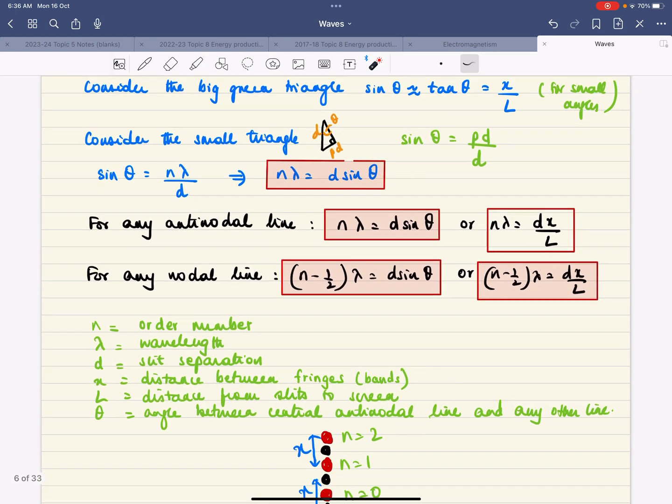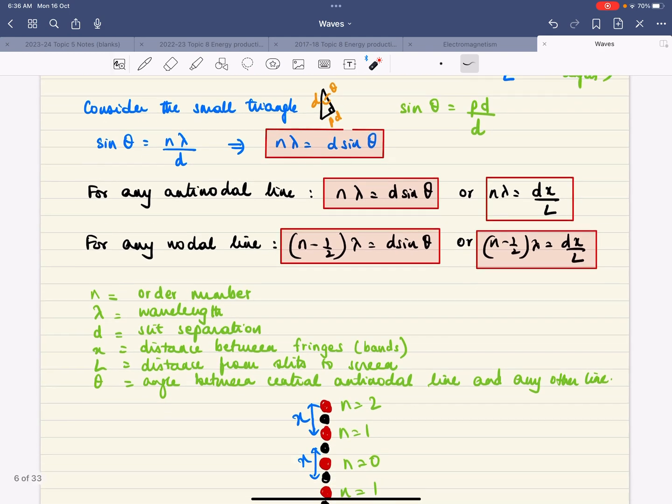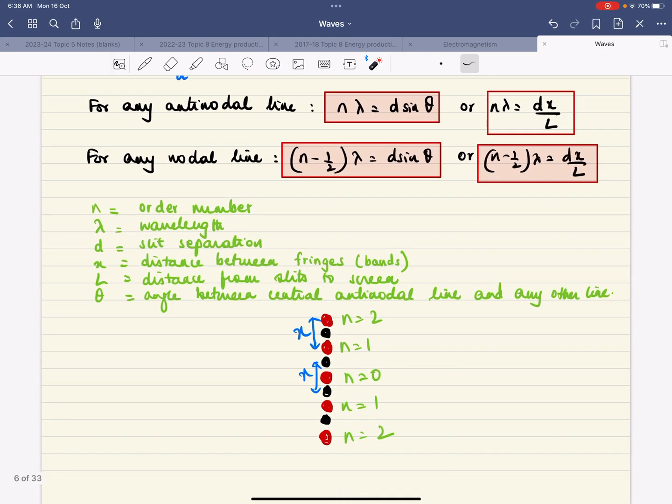Okay, for any nodal line, so these are the dark spots or the quiet spots or flat spots if it's water, the path difference is (n minus half) lambda equals d sine theta, or (n minus half) lambda equals dx over L. Okay, so what is this x? x is the difference between two consecutive bright spots or between two consecutive dark spots. Okay, that's x. And the central antinodal line is n equals 0, and you've got the other ones as 1 and 2 and so on.